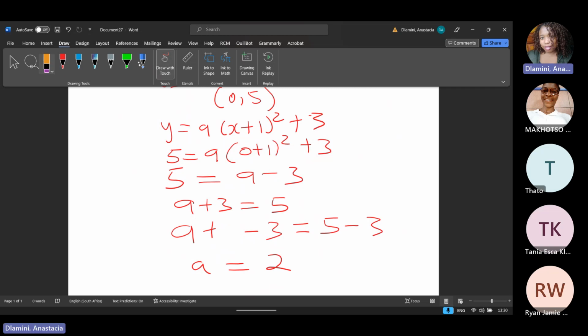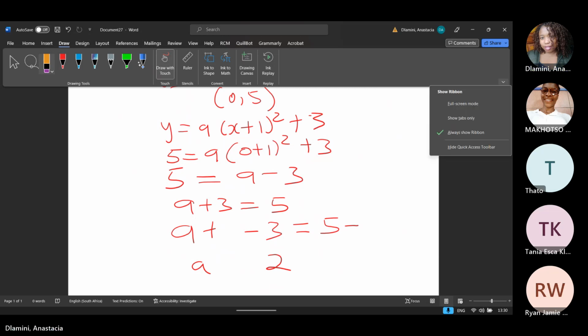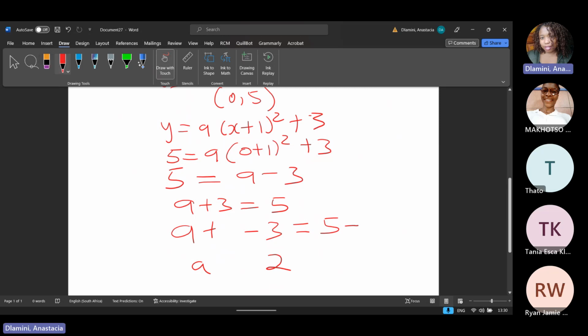Now, remember that here you use the vertex form to actually, why is it not moving? I don't know why it's not moving. Why are you not moving? Oh, because there's no eraser.